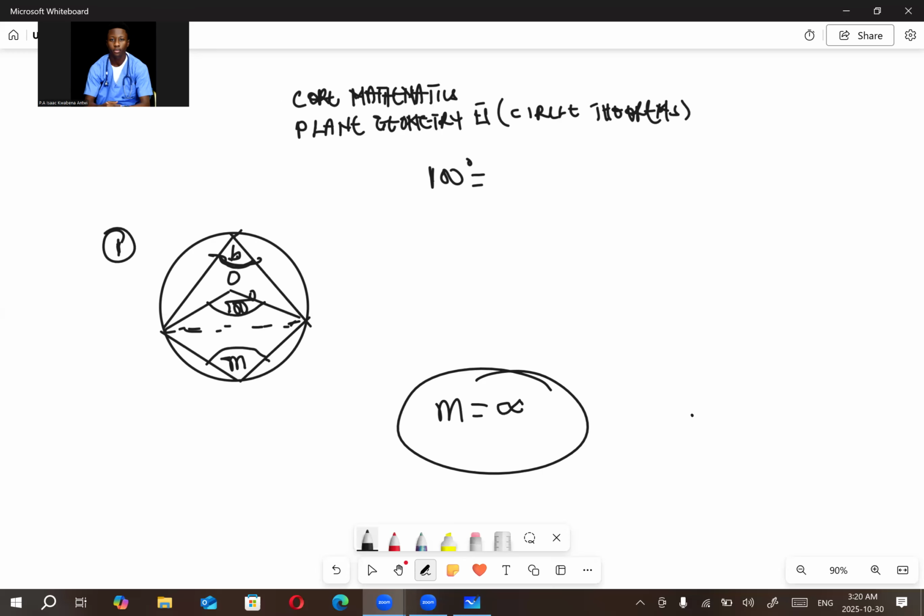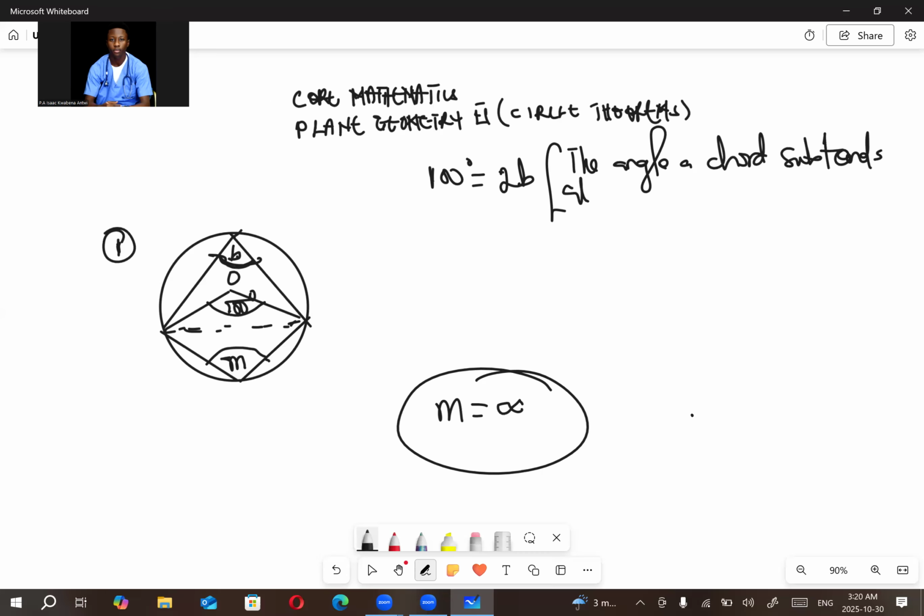Let's go on. So 100 is equal to 2B. Questions like that, you must draw it and allocate your variables. Then you state the angle a chord subtends at the center is twice the angle it subtends at the circumference.